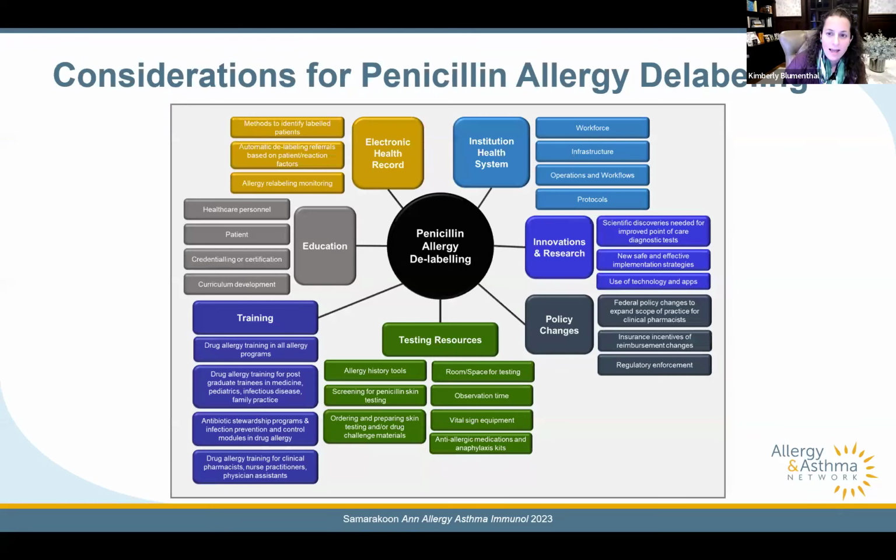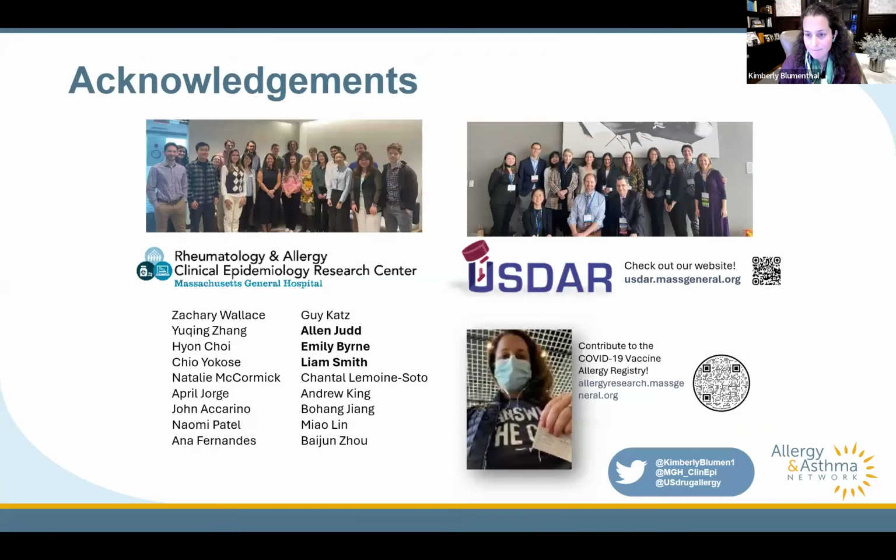This is my ending of looking at all the different concerns. We have to think very globally about how to set up our colleagues and ourselves for success, thinking about training and education, the electronic health record, our health systems, innovations and research, policy changes, and then finally the resources we need to do testing and to spread testing.